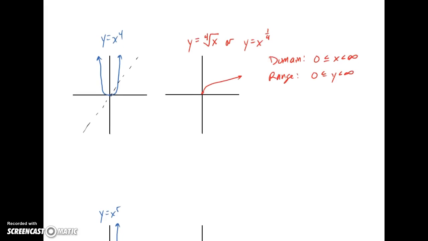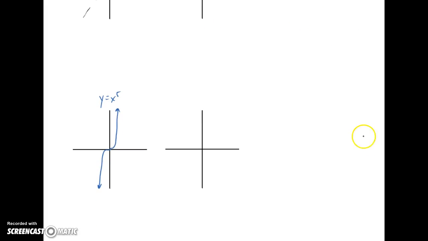Okay, again, pause the video and do the same thing for y equals x to the 5th. Find that inverse power function for y equals x to the 5th. I'll wait here.